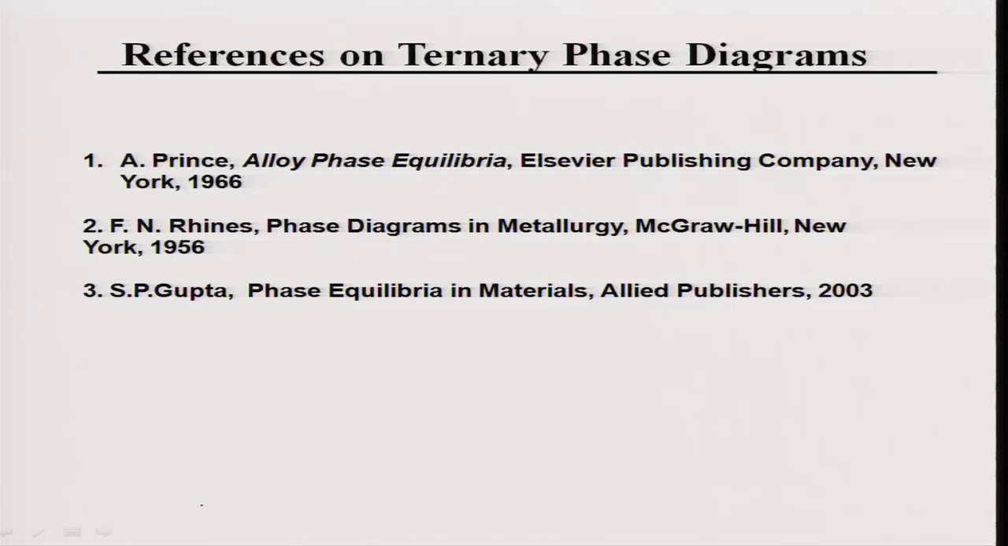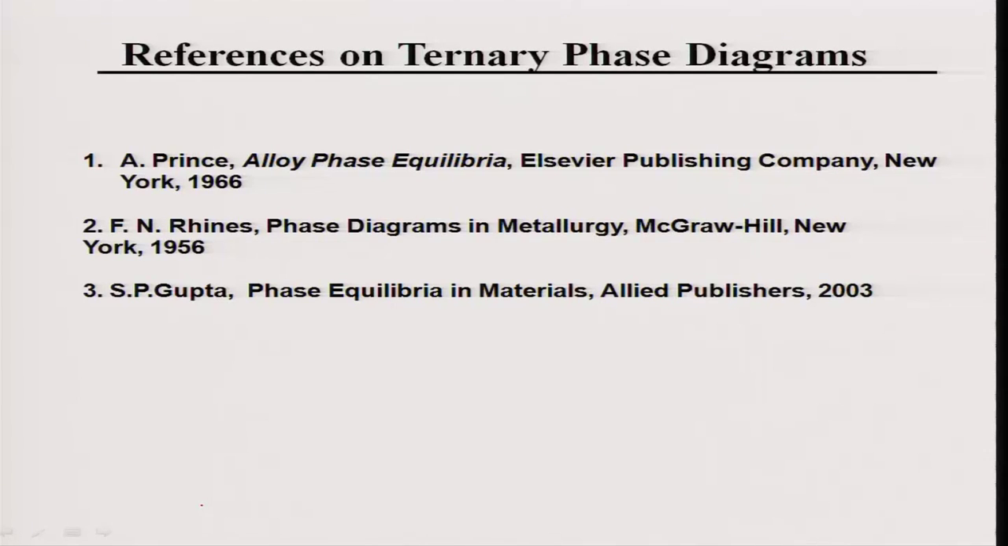This is important. That is why I said I am going to spend about 20-25 lectures on this phase diagram itself. Three important books. The first one, which I told you already is very important, is by Alan Prince, Alloy Phase Equilibria, Elsevier Publishing Company. Almost half of the book is on ternary phase diagrams. Then there is a book, mostly not easily available, by Rhines, on phase diagram metallurgy, McGraw-Hill, and it also tells you in detail about ternary phase diagrams.